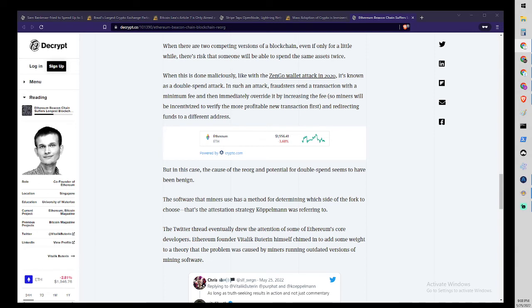The Twitter thread eventually drew the attention of some of Ethereum's core developers. Ethereum founder Vitalik Buterin himself chimed in to add some weight to the theory that the problem was caused by miners running outdated versions of mining software.